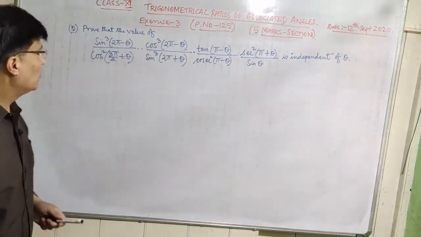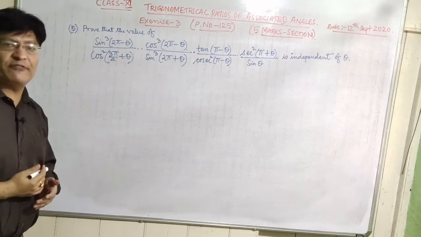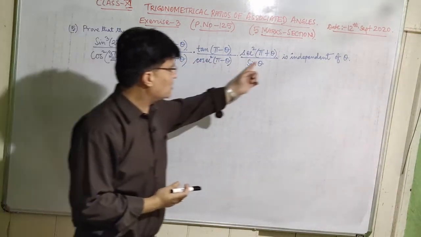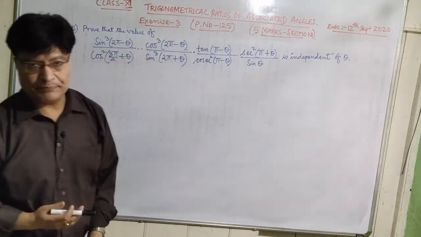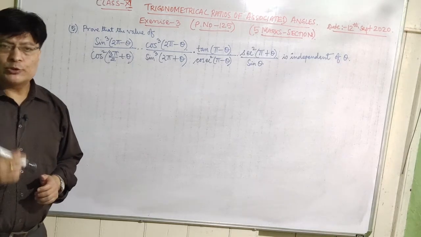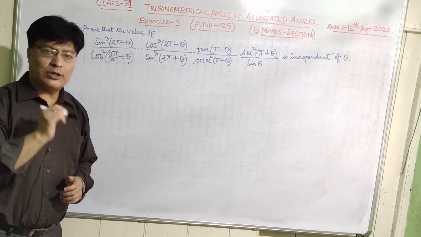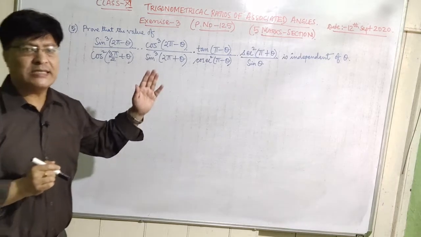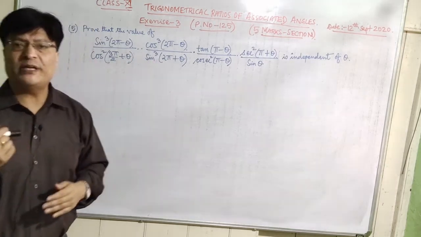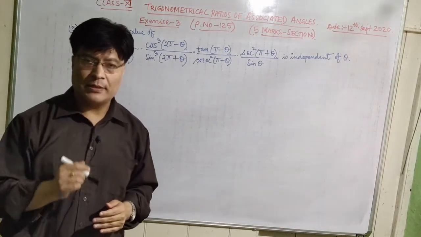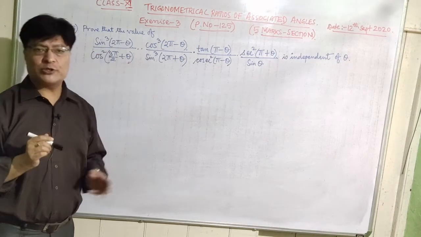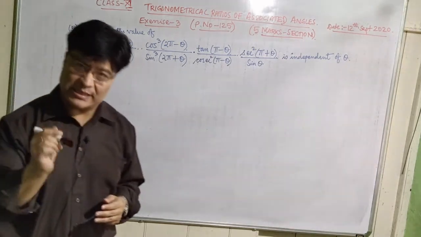So now we'll do the next question, that is question number 5. You have to prove that the value of this expression is independent of theta. What is the meaning of independent of theta? After simplification, there should not be any term containing theta. After simplification, this expression should be free from theta. That is, the value of the expression is free from theta.